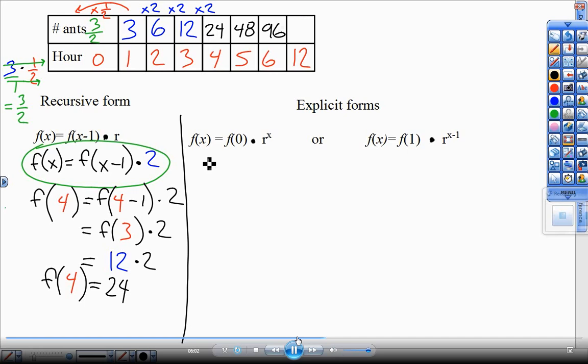If I use the formula to find the 12th term, I use the f of 0 term, which is 3 halves, and put that 3 halves in for the f of 0 term. The 0 term, or when x is 0, plugged into this function is 3 halves, times that number I'm multiplying. This is the common ratio r, 2 raised to the x power.